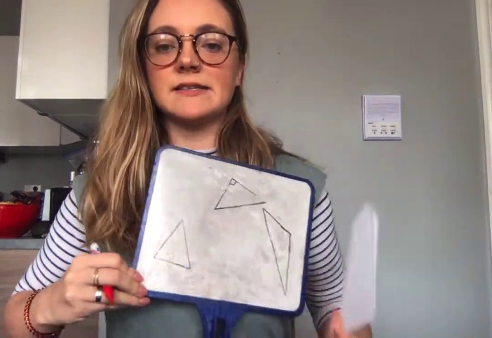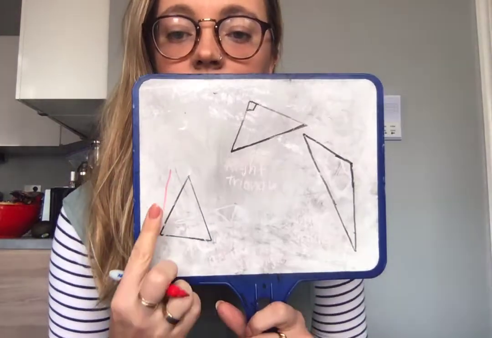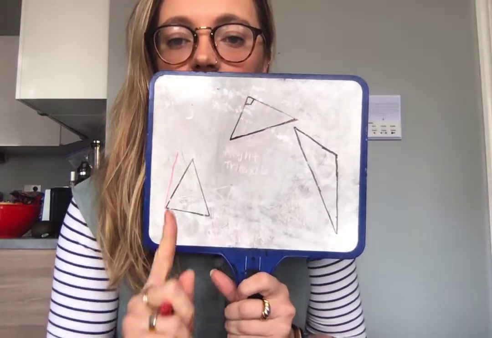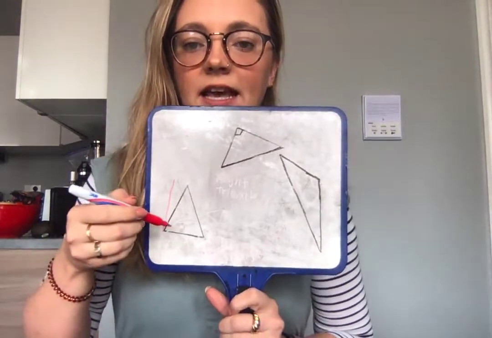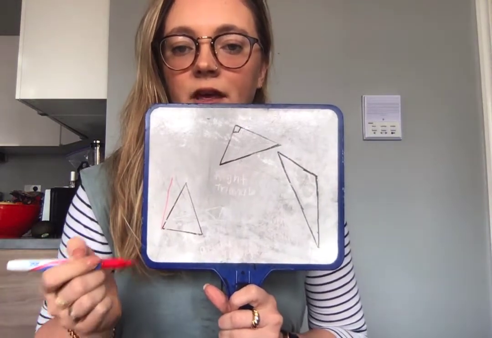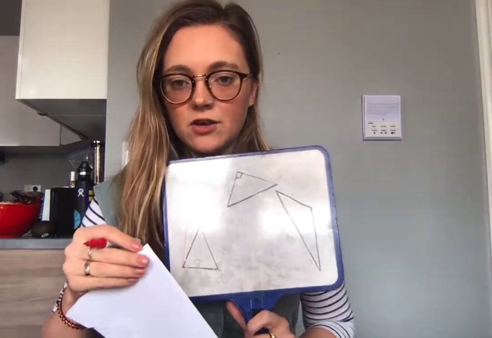I need to ask myself, is my angle smaller than a right angle, bigger than a right angle, or is it exactly a right angle? And I see here that it's falling smaller than the right angle. But I need to check all 3 because I know an acute angle needs all 3 to be acute. So I'm going to then do the same thing, line it up with my next one, and draw another 90 degree.